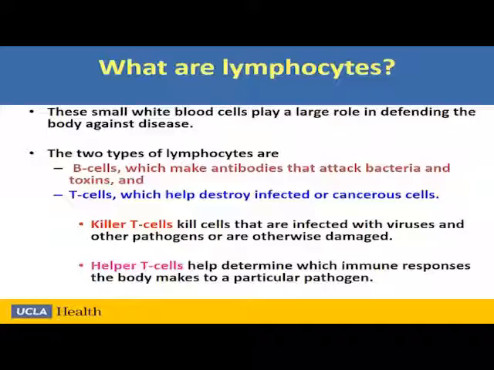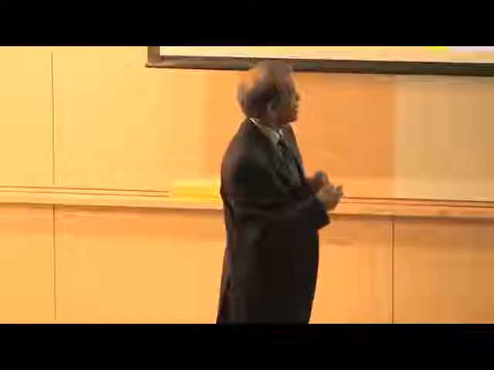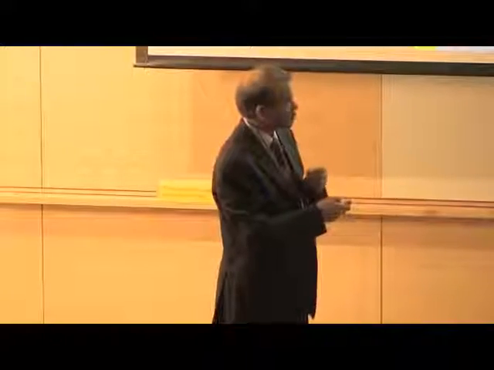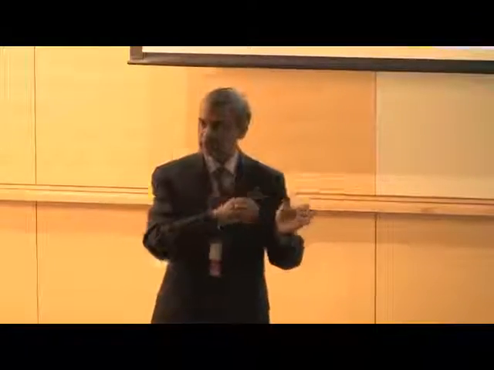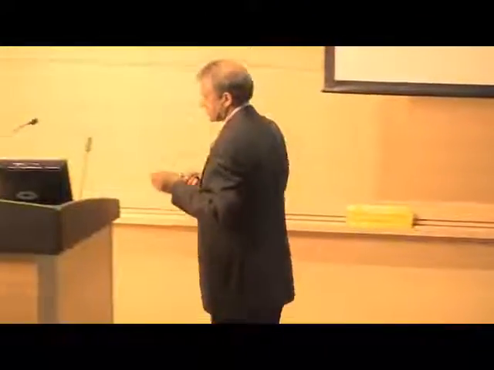Lymphocytes are a major focus of my lab. They're small white blood cells that play a large role in defending the body against disease. The B cells make antibodies, and in simple terms, they attack bacteria, viruses, or whatever, mostly bacteria, and toxins. T cells destroy infected or cancer cells. Killer T cells kill, and helper T cells help. Helper T cells help determine which immune responses the body should make to a particular pathogen, a particular bacteria or virus, and killer T cells will recognize an infected cell and kill it.